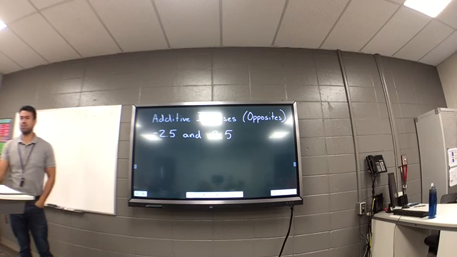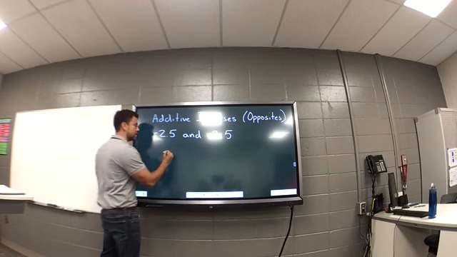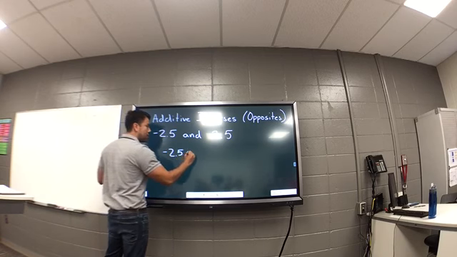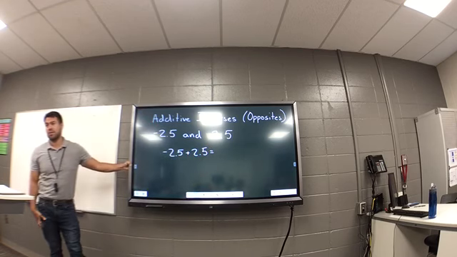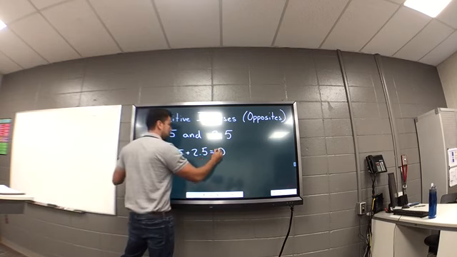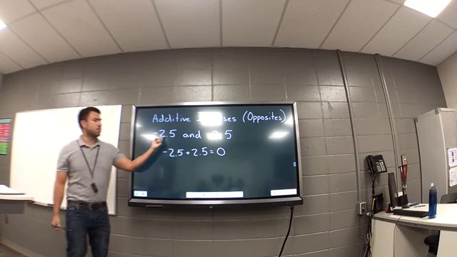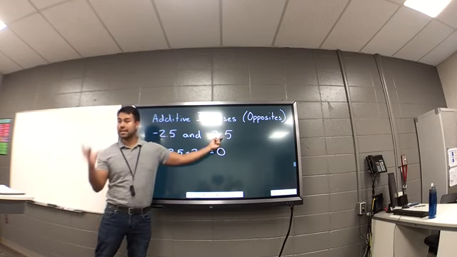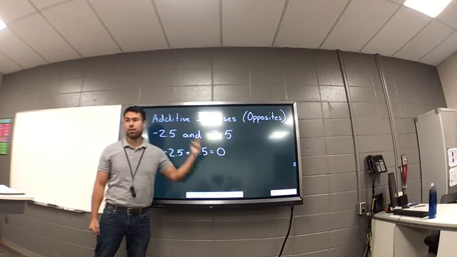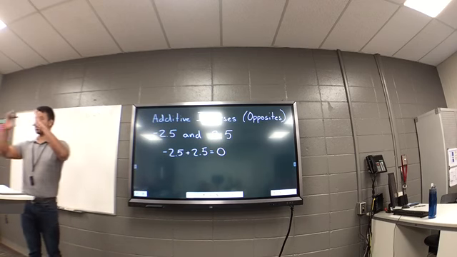I don't mind waiting until everyone's ready to go. Okay. We call them additive inverses because of this fact right here. Ready? So write this underneath. Negative 2.5 plus positive 2.5 equals 0. So this number and what we call its additive inverse added together give me what? 0. In fact, any number plus its additive inverse always gets me 0.